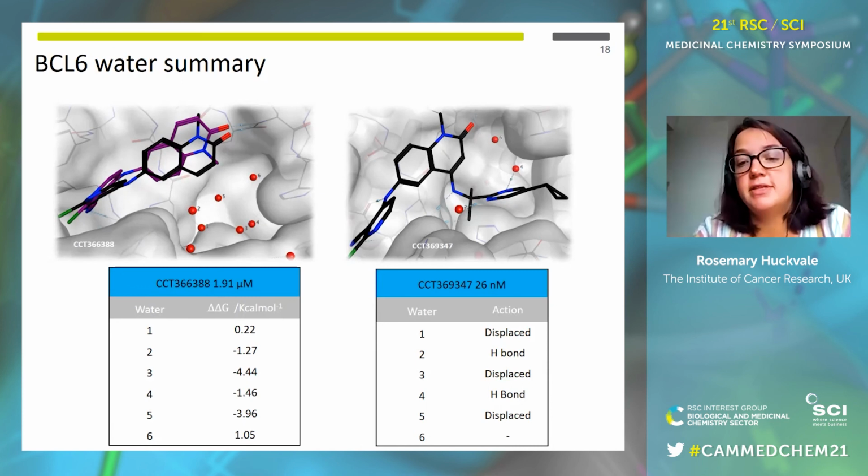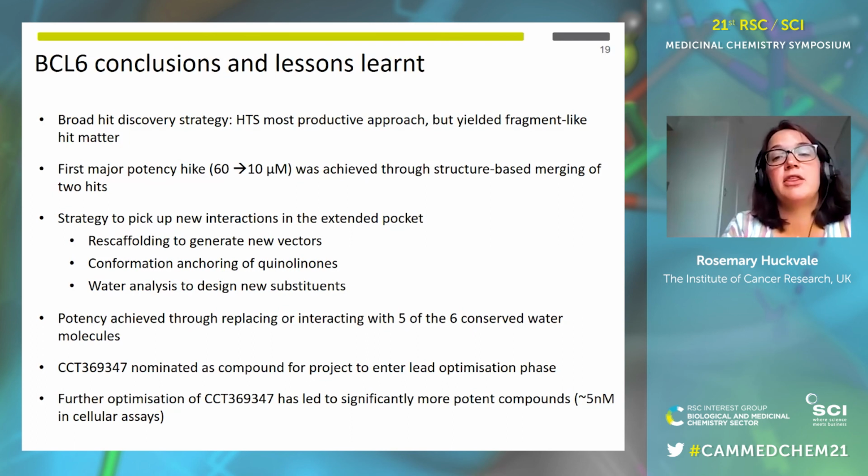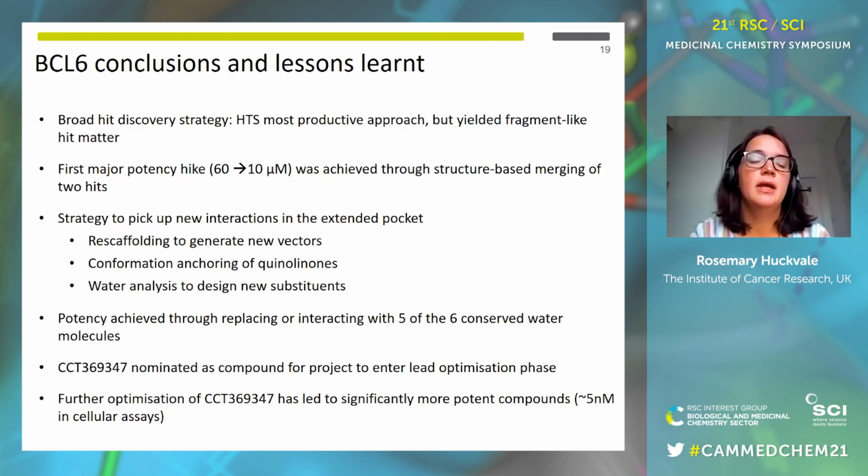A summary of what happened to the waters, basically: 5 out of the 6 waters have been interacted with or displaced, which is demonstrated quite nicely here. So in conclusion then, we started the project with a broad hit finding strategy. We had the most productive approach from the high throughput screen, even though it yielded fragment-like hit matter. We got our first potency hike through structure-based merging of those 2 hits.